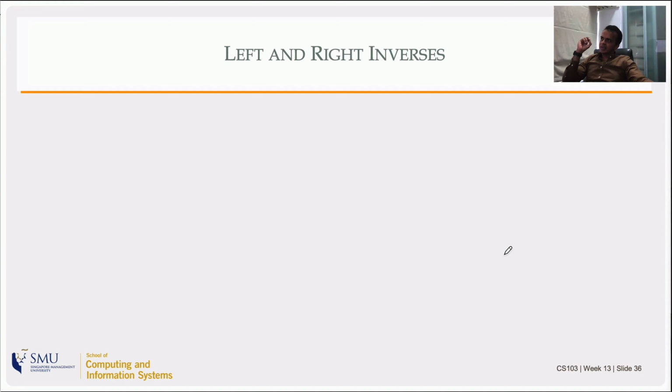Let's take a step back and look at left and right inverses. You have your matrix, a square matrix, and it's got full rank. Then you can invert it. It's an invertible matrix. It's not a singular matrix. And there is an inverse, and that inverse can be multiplied on the left or on the right.